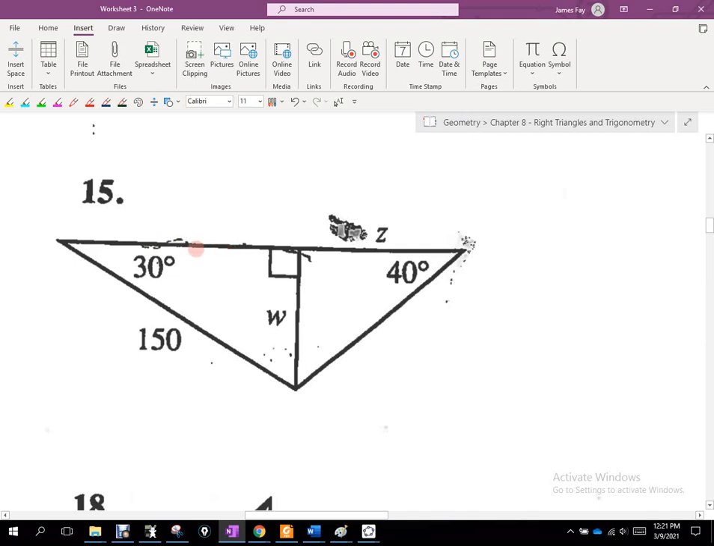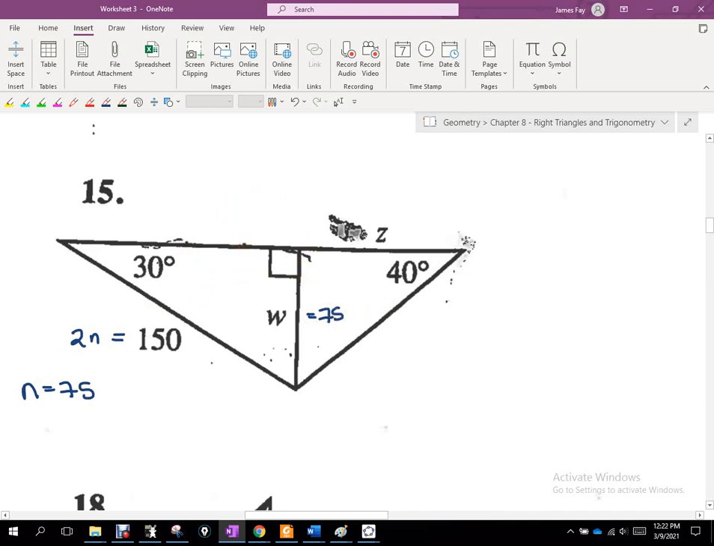In this case, either route would be fine because they're asking for the distance across from 30, which is going to be half of 150, right? So if we use 30, 60, 90 triangles, we know 150 is equal to 2n. N would be 75. Is that okay with everybody? And if n is 75, that's the side across from 30. So that makes our W 75.